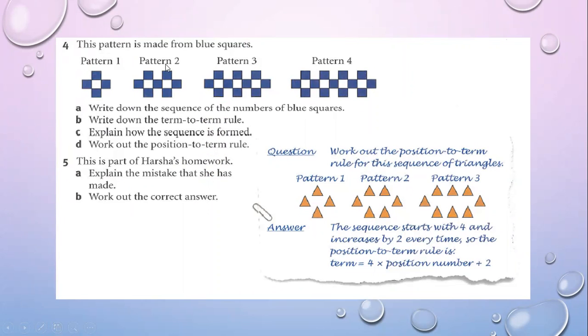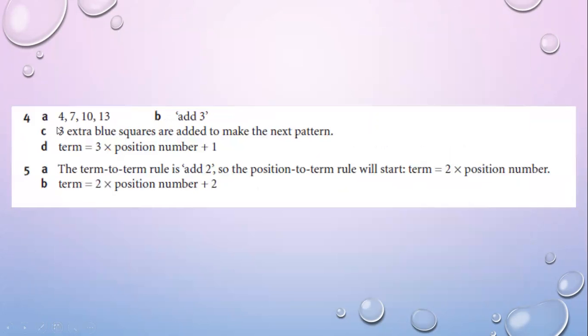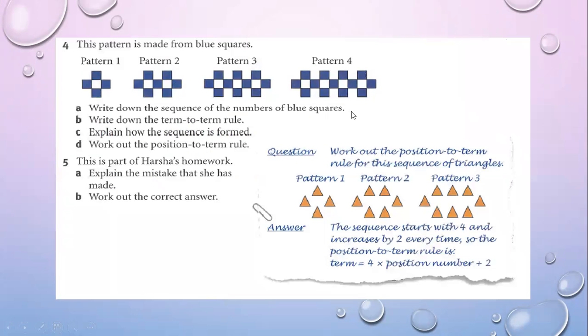This pattern is made up of blue squares. So here are 4. Each time he adds 3, 3 and 3. Write down the sequence of numbers for the blue color. So what I write here, the sequence of numbers is 4, 7. Like that, you just write all the other sequences as well. As you can see on my screen, the first sequence is 4, and so on. Write down the term to term rule.